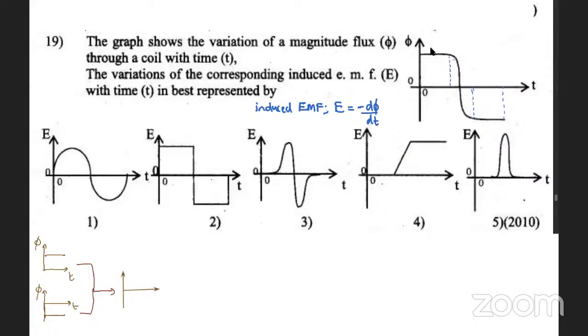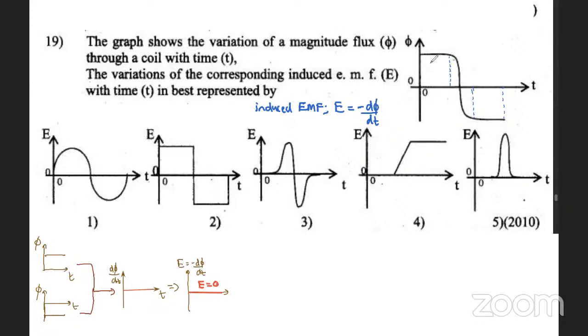The d phi by dt graph is 0. What is d phi by dt? The gradient graph. D phi by dt with time is going to be 0, because if there is no change in phi, then the rate of change of phi will be 0. What about the induced EMF then? Induced EMF E is minus d phi over dt. If d phi over dt is 0, then minus d phi over dt is also definitely 0. So our induced EMF E has to be 0 here.